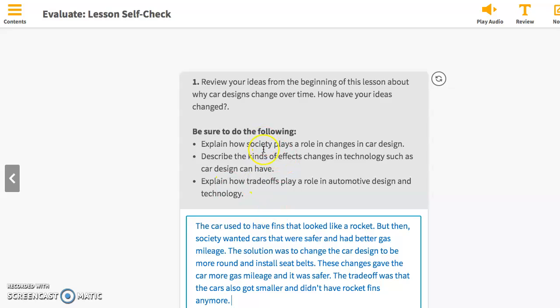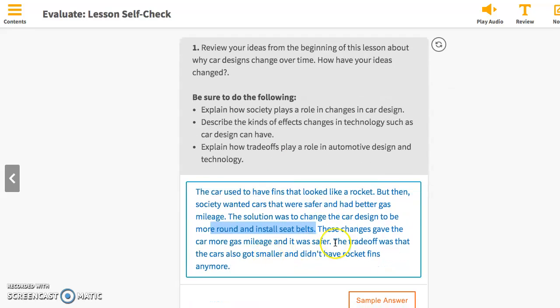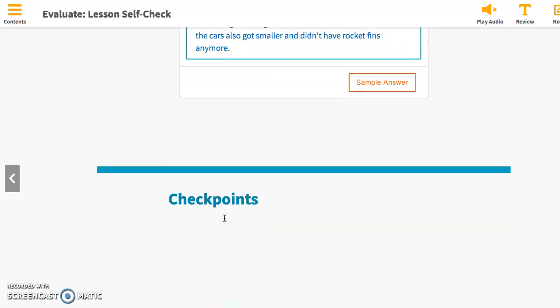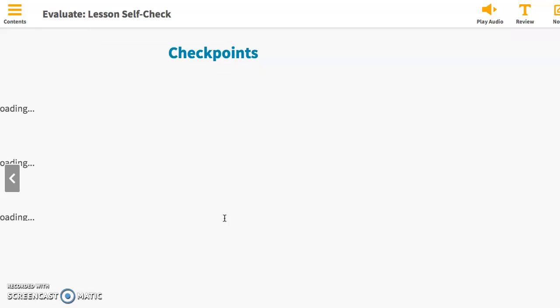Okay, so now we explained the society, right? Because society wanted cars. Then we described the changes. The changes was it was more round and installed seat belts. And then we explained the trade-off right here. So we answered all 3 bullet points. We're getting to a checkpoint.